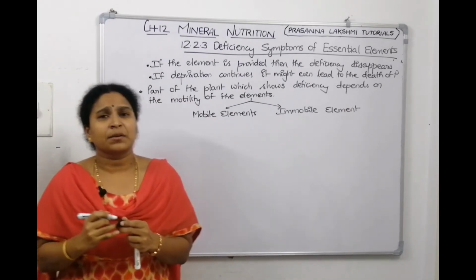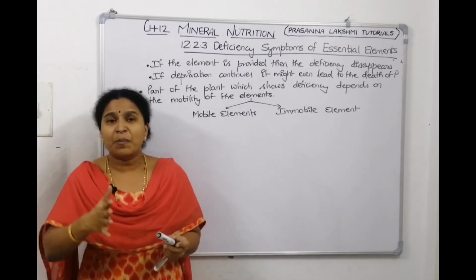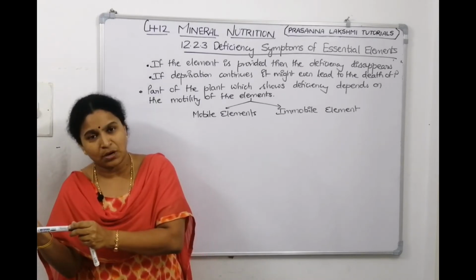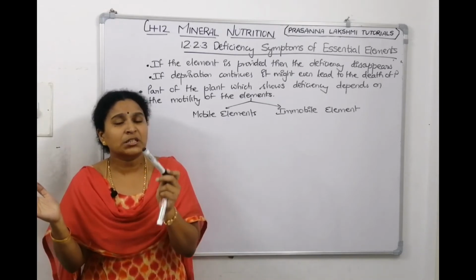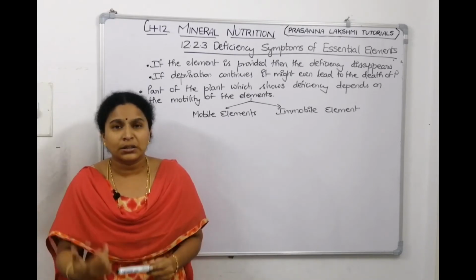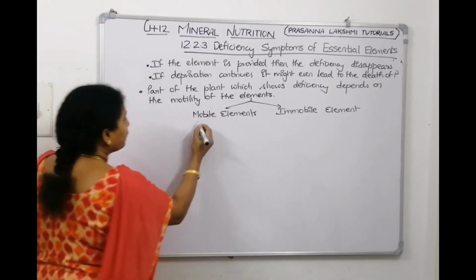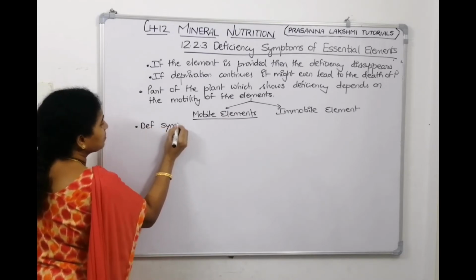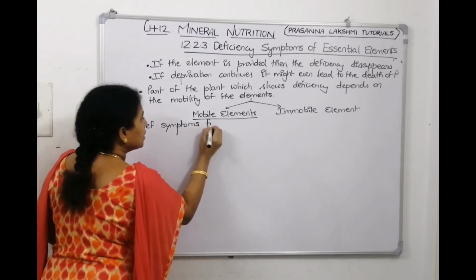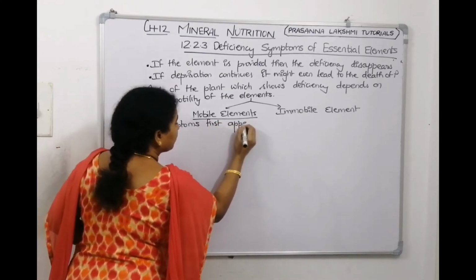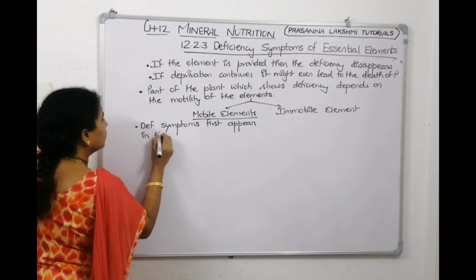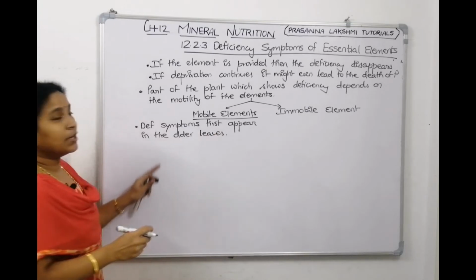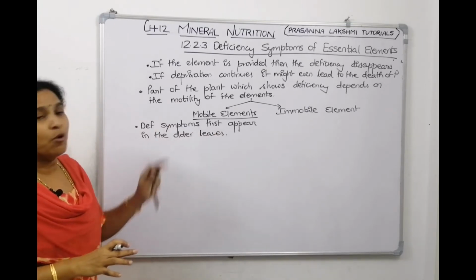Mobile elements move from the older parts to the younger parts, no? So mobile elements will show the deficiency symptoms first on the older parts only: the older leaves, older stem, older trunk, like that. So for mobile elements, we can write down: deficiency symptoms first appear in the older leaves. Deficiency will appear in the older leaves first if it is a mobile element.